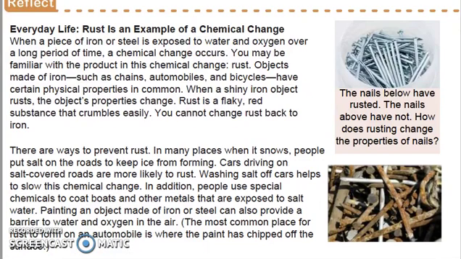There are ways to prevent rust. In many places when it snows, people put salt on the roads to keep ice from forming. Cars driving on salt-covered roads are more likely to rust. Washing salt off cars helps to slow this chemical change. In addition, people use special chemicals to coat boats and other metals that are exposed to salt water. This would be in the ocean. Painting an object made of iron or steel can also provide a barrier to water and oxygen in the air. The most common place for rust to form on an automobile is where the paint has chipped off the surface.